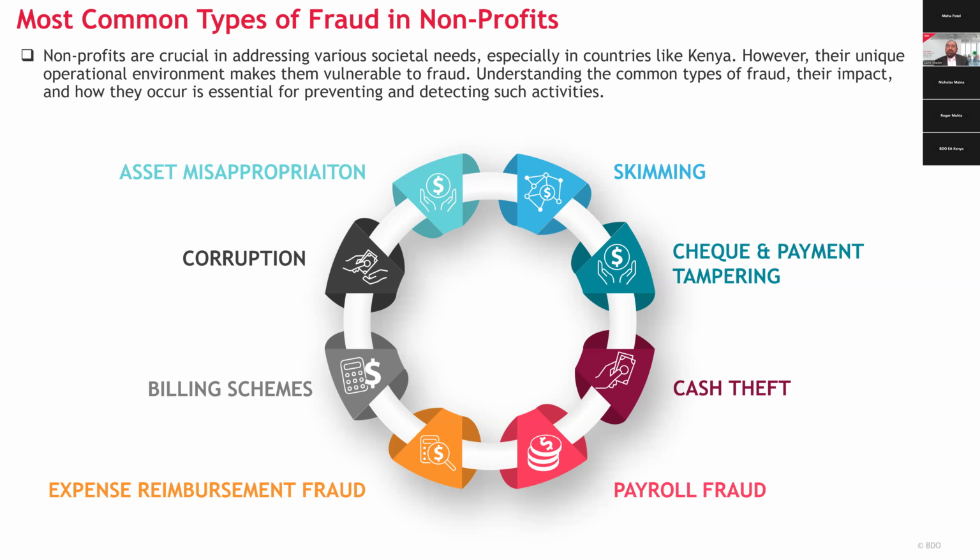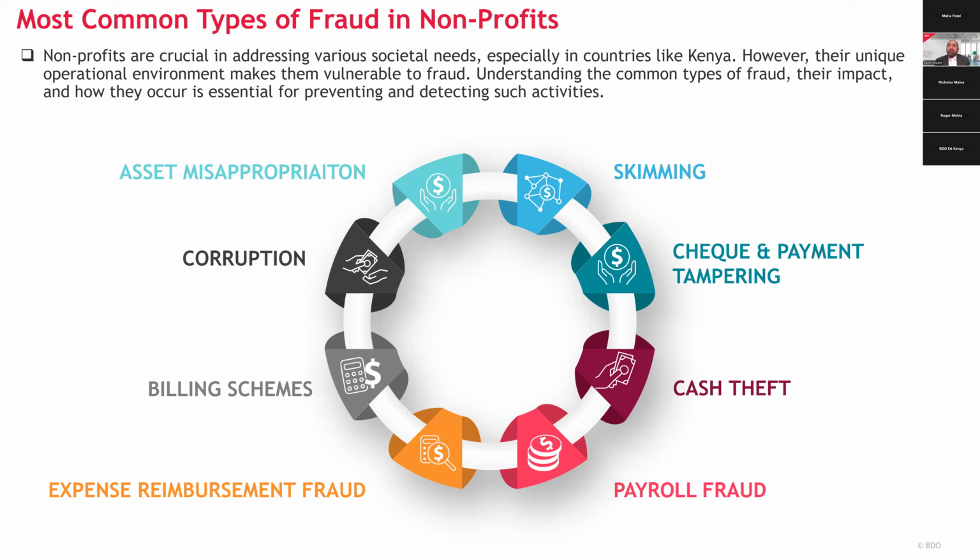Let's look at the next type of fraud, which is billing schemes. And these occur in 30% of the cases. So, why is it so common? Billing schemes are common because of the reliance on external suppliers and service providers. NGOs often handle numerous transactions, making it difficult to scrutinize every single invoice thoroughly. And how does it occur?